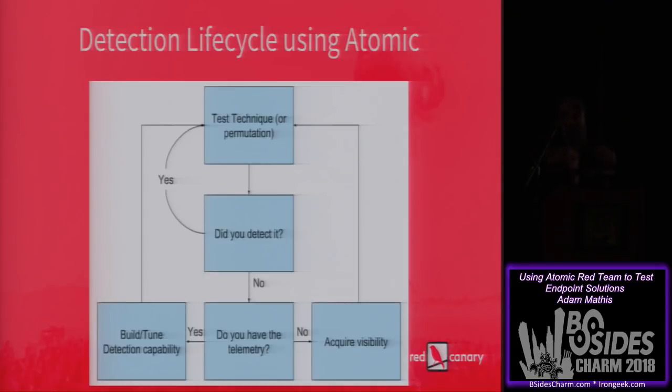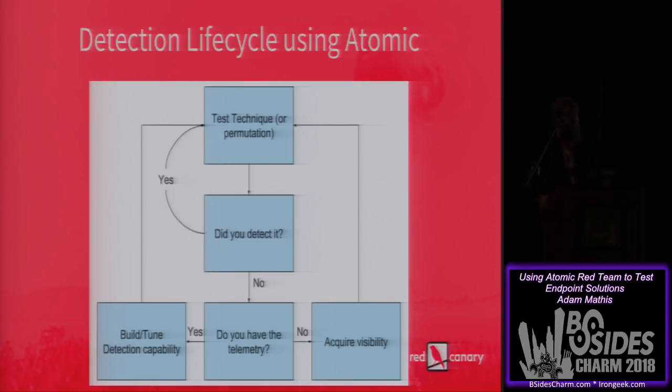So how do we implement this? What is the life cycle of using this tool, using this project? What does that look like? We start off with a test. Let's just say we take that AppleScript example. We're going to test that. We're going to run that in our environment. We can just copy and paste it. Did you detect it? Did anything go off in your environment? Any one of your tools? If it did, great. Go back to the beginning.